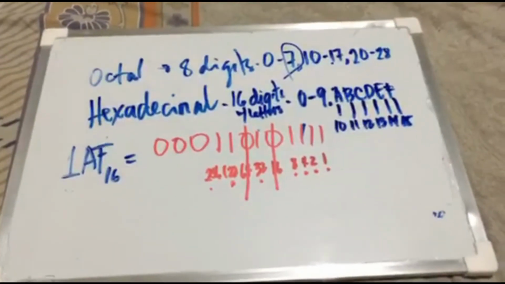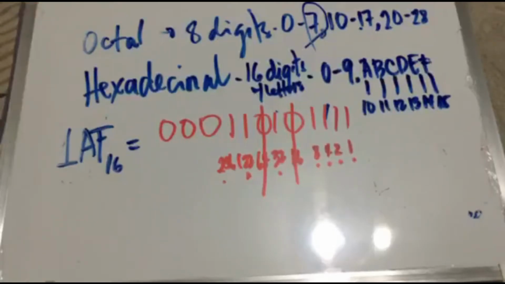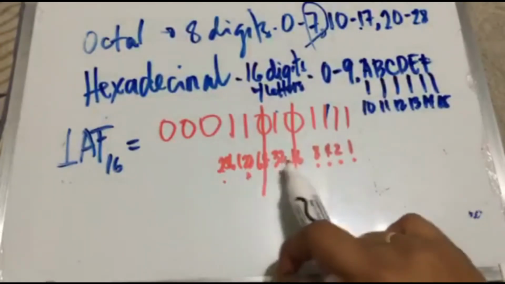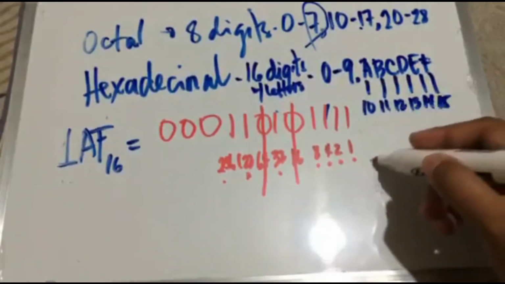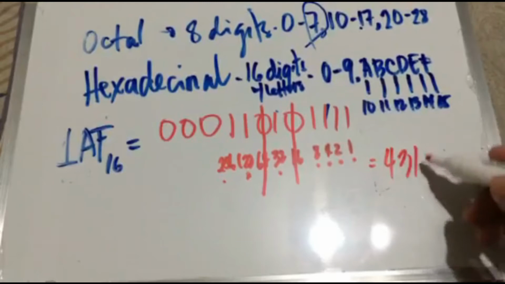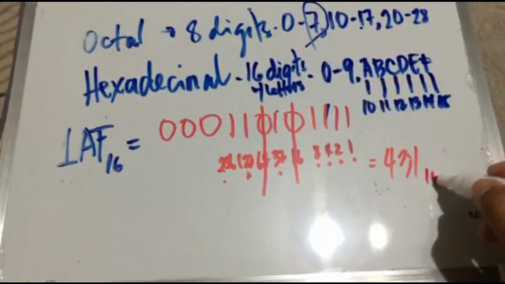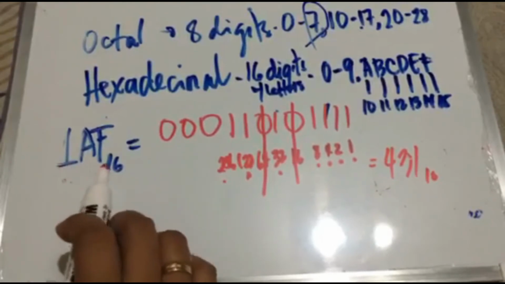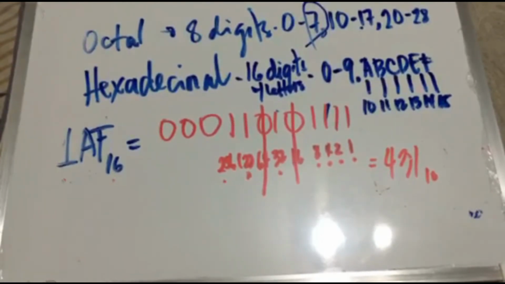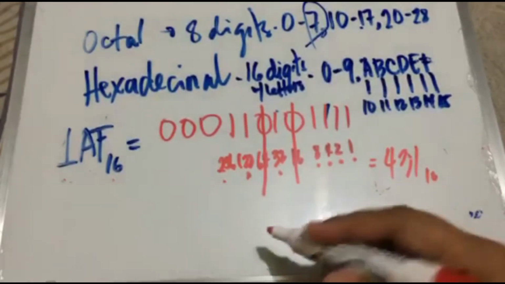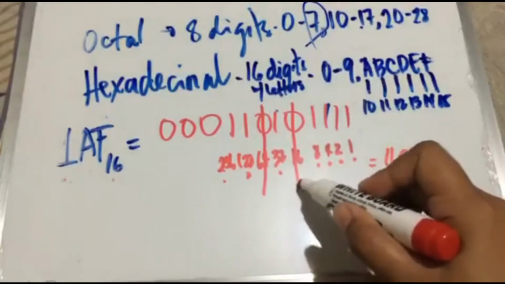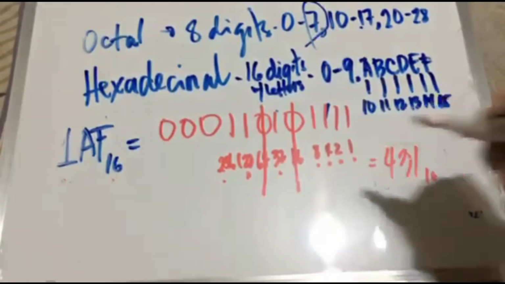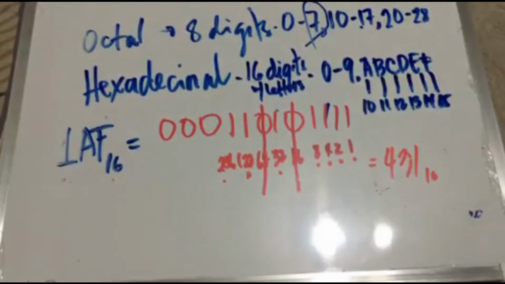Okay? If you're going to add these numbers, so we get 431. So this is the decimal equivalent of the hexadecimal number 1AF. Okay? So I hope that you get how to convert these numbers from one number system to another.